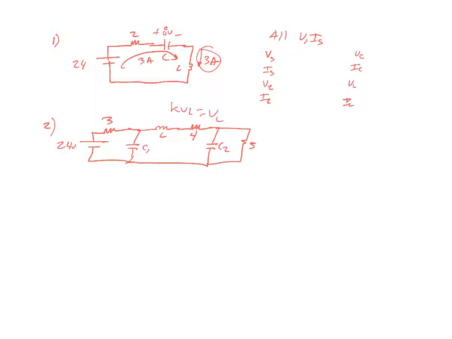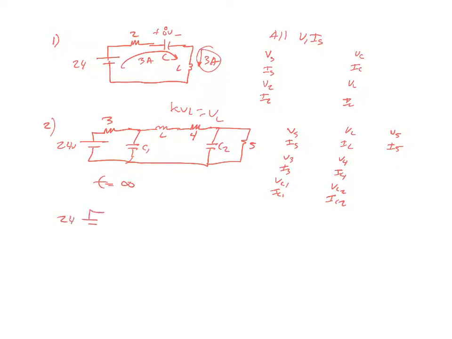So I wanted you to determine all the V's and I's: VS, IS, V3 ohm, I3 ohm, VC1, IC1, VL and IL, V4 ohm and I4 ohm, VC2 and IC2, and V5 ohm and I5 ohm, right? Those are all the elements you needed to do. But I said to do it in steady state. Another way to say steady state is t equals infinity.